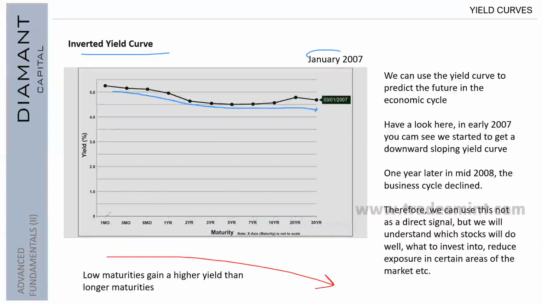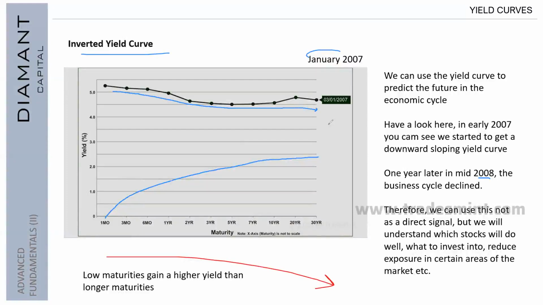Rather than seeing the upward yield curve that we'd usually expect, this was happening at the time. And exactly 1 year later, in mid 2008, the business cycle declined. Therefore, a few economists actually pointed this out, and many of the smart banks at the time, like JP Morgan, prepared themselves for this, diversifying their assets, for example, increasing gold assets and everything like that.